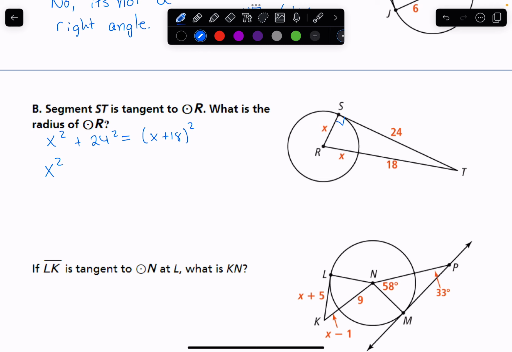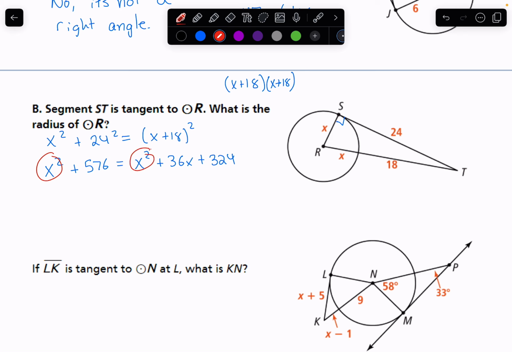So now we solve, right? So we've got x squared plus 24 squared is 576. x plus 18 squared, that's the same thing as doing x plus 18 times x plus 18, or foiling or multiplying with the distributive property. That's going to give us x squared plus 36x plus 18 squared, which is 324. So now we've got some quadratics to work with, but you'll notice that there's an x squared on both sides. So those just cancel out. And we are ending up with 576 equals 36x plus 324.